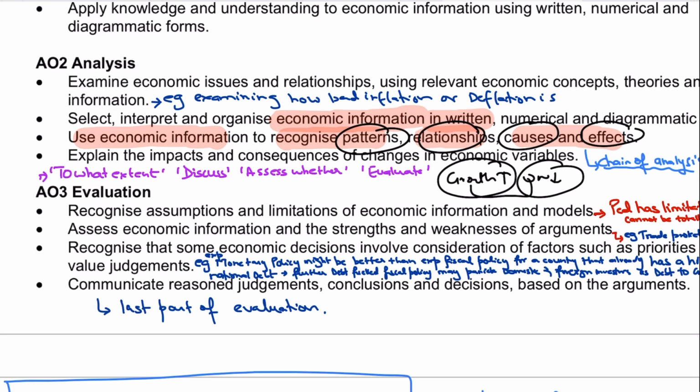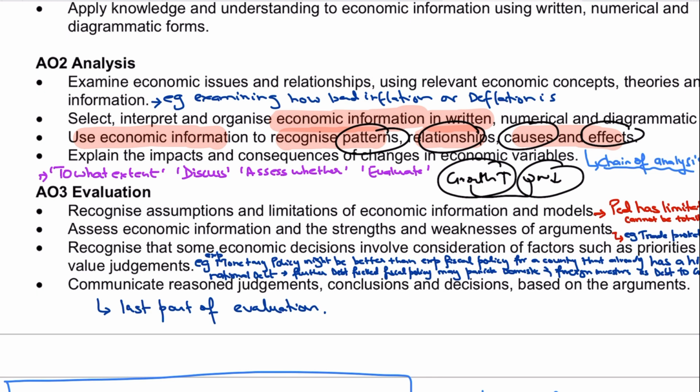So chain of analysis is very important, because, as I also said in my previous video, it's not about what you write, it's how you write it. So the examiner is not concerned about you. Listen to me very carefully, guys. The examiner is not concerned about you telling the examiner that a rise in interest rate will reduce aggregate demand. Everyone knows that. Every other person knows that a rise in interest rate will reduce aggregate demand. Obviously, if you're sitting for an exam, you must know this concept. It's not possible that you don't know this.